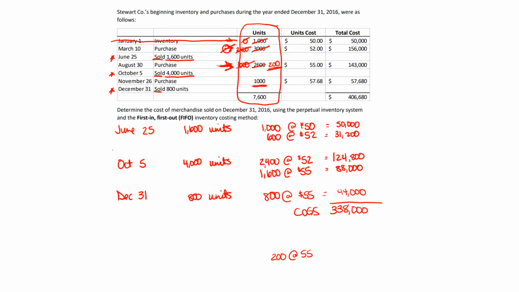And we have 1,000 units here at $57.68. If we multiply those out, 200 times $55 is $11,000, and 1,000 times $57.68 is $57,680. So that gives you a total in ending inventory of $68,680.